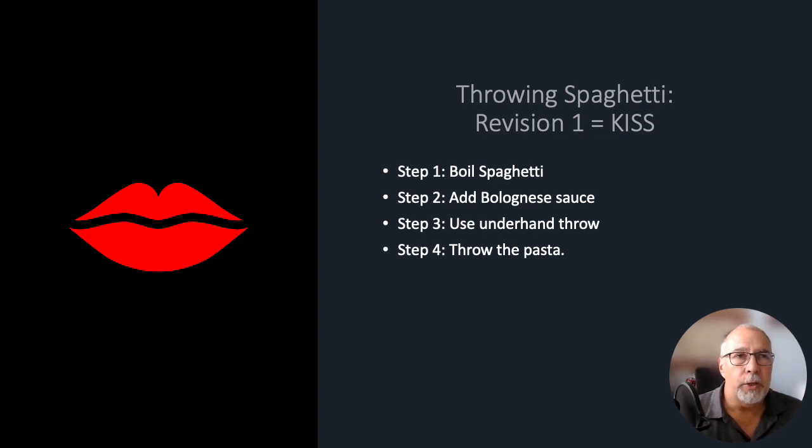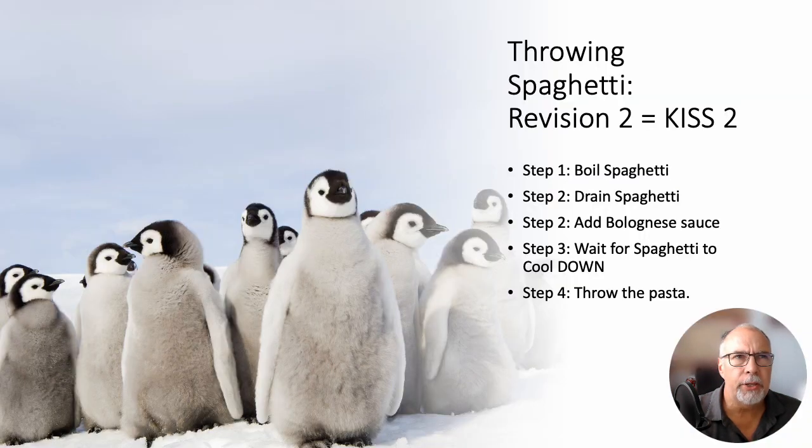Now, once we've done this, we then typically will go back and review it. Do we have enough steps? Are they in the right order? Might we be missing something? And so this could lead us to revision 2, or what we call KISS 2.